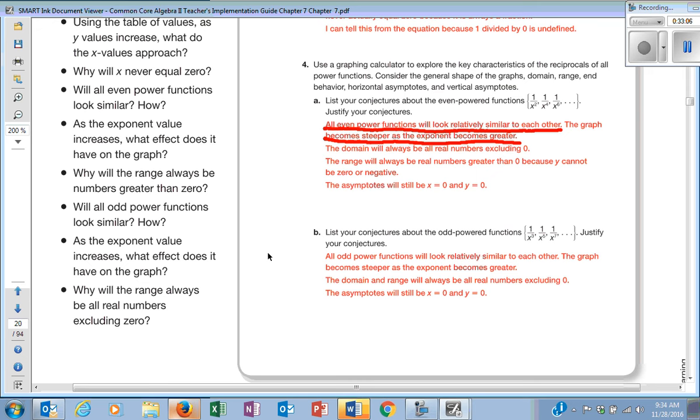Alright, the domain will always be all real numbers, excluding 0 for x. The range will always be all real numbers greater than 0, because y cannot be 0 or negative, because every time I get an even power, it always kicks back a positive number, so my output will never be negative. Alright?